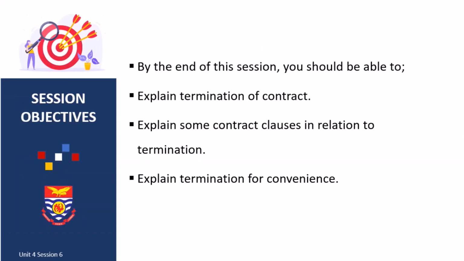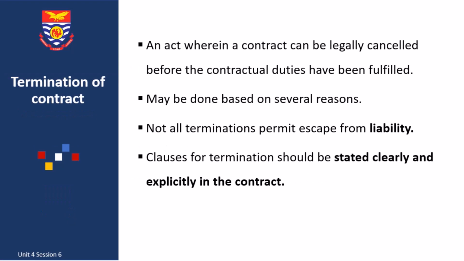By the end of this session, you should be able to explain termination of contract, explain some contract clauses in relation to termination, and explain termination for convenience. When we say termination of contract, it basically refers to an act that may occur wherein a contract can be legally cancelled before the contractual duties have been fulfilled.